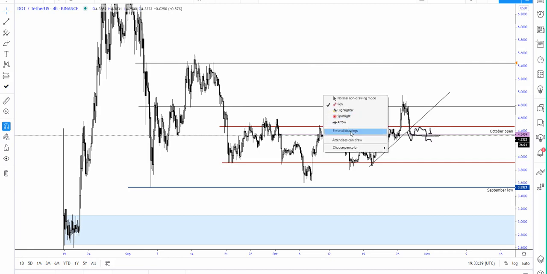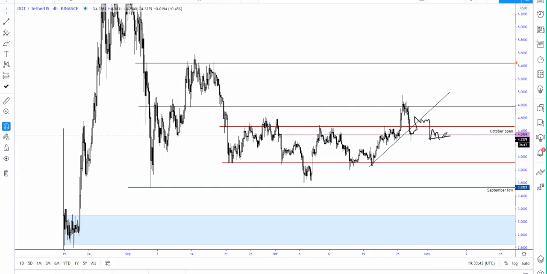Ideally, I'd love it to deviate back above and then break down, and that's my trigger. Where am I targeting? Range low, and then September low. On the way there, you could choose to say, well, I'll target here, and that's fine as well. It's a little move, but that little move is high probability. Everybody clear with that?